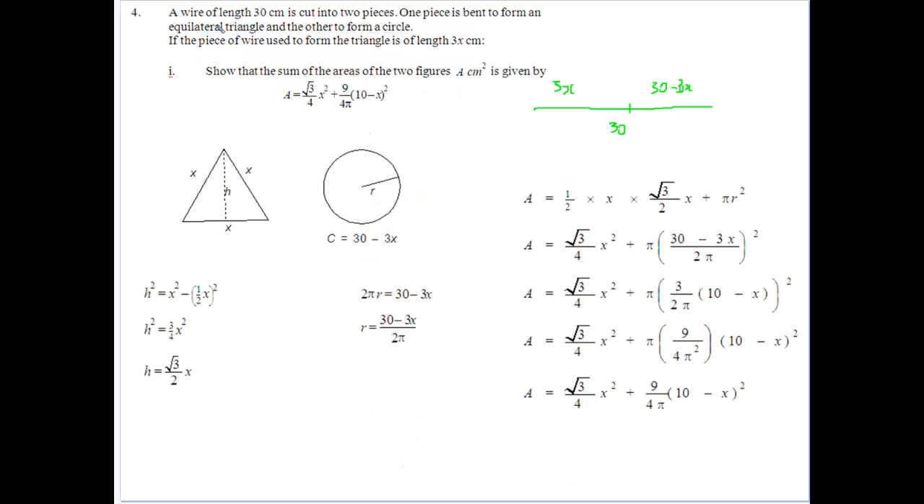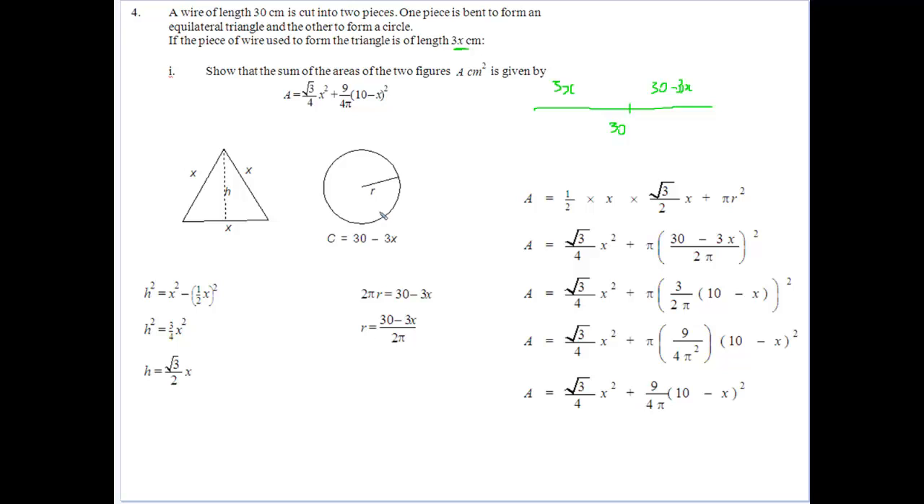This time we've got a wire which is 30 centimeters in length. I've just done a little diagrammatic representation there. 30 centimeters in length, and it's cut into 2 pieces. One piece is used to make an equilateral triangle, the other to form a circle. And we're told to take the wire used to form the triangle as 3x. So that's the 3x there, comes out and makes that one. What's left over is 30 minus 3x. So that makes up the circumference of the circle.